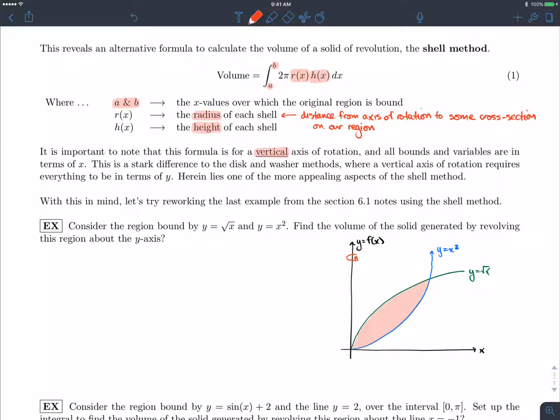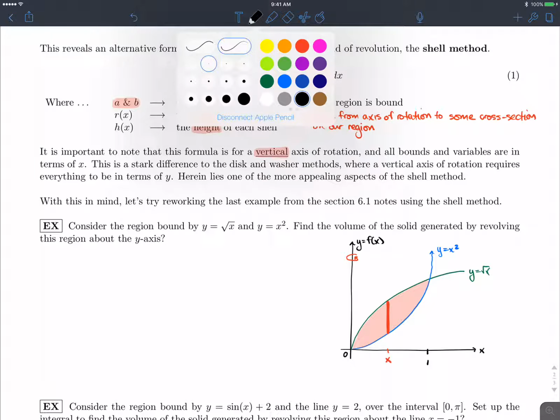With the shell method, what we are going to do is take our cross section and make it parallel to the axis of rotation. I'm going to say that this occurs at some point x, and we also knew our bounds from 0 to 1 is where this region was trapped. Now here's the great news. We can leave everything in terms of x, our bounds, our functions, and then we can just proceed with our shell method. So let's see how this would pan out.